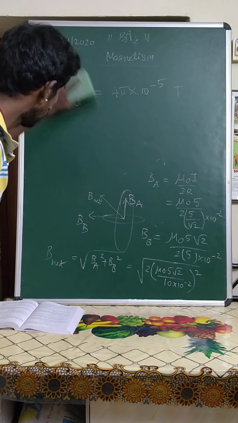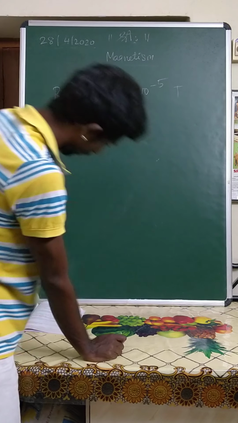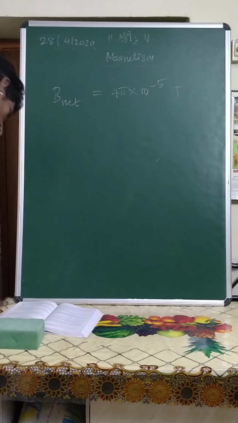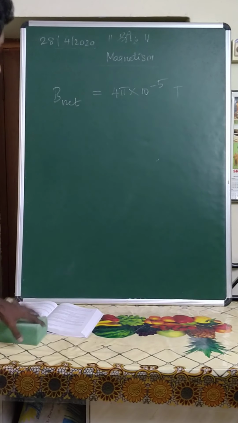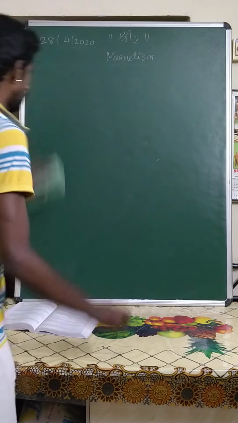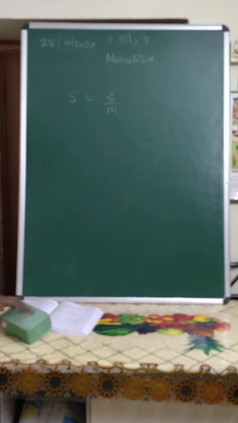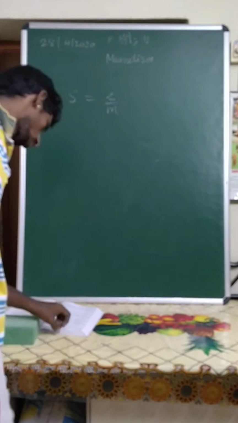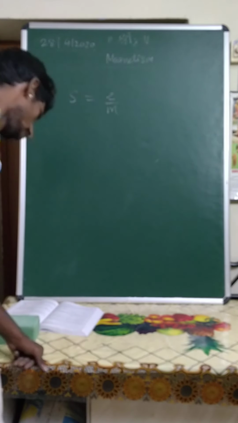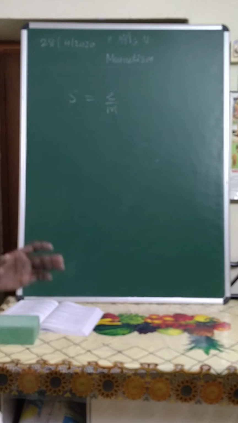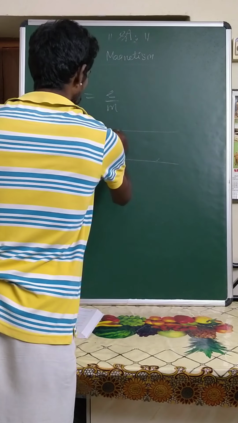The charged particle. We have a charged particle with specific charge. In the next problem they are talking about specific charge. Specific charge means e divided by m, the charge to mass ratio. The particle with this specific charge moves undeflected through a region of mutually perpendicular uniform electric and magnetic fields.